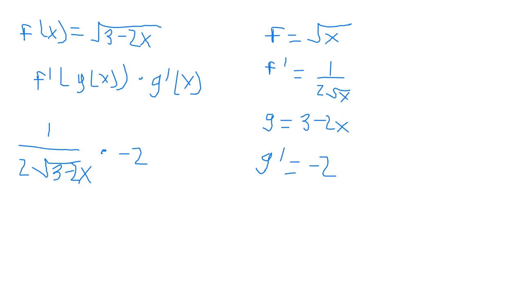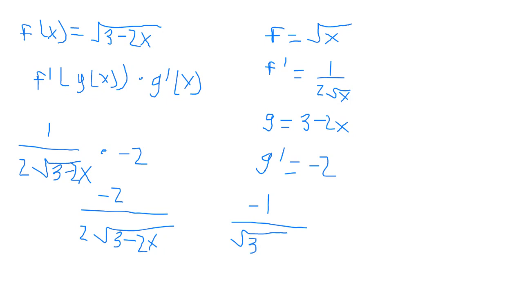So then from here we would have negative 2 over 2 square root of 3 minus 2x. And then we see we can simplify it. So you get negative 1 over square root of 3 minus 2x. And this right over here is our f prime.